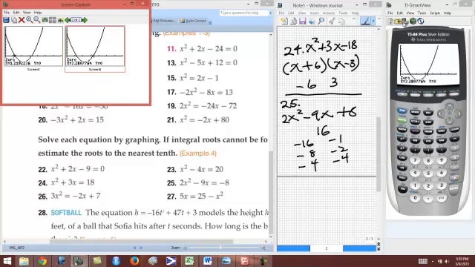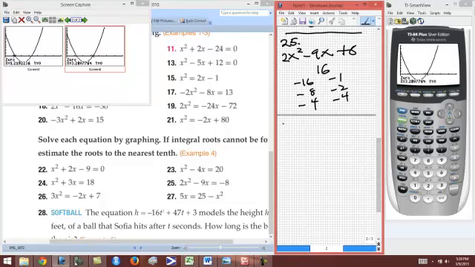Okay, and so this is for, what number was this? This was 25. So let me check 25 real quick. Okay, so we got about 3.3 and 1.2, and that's looking good. Okay, so let's do 26. Now let's see if 26 factors.